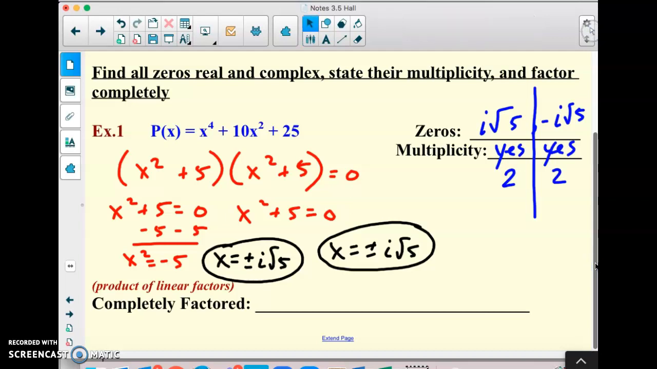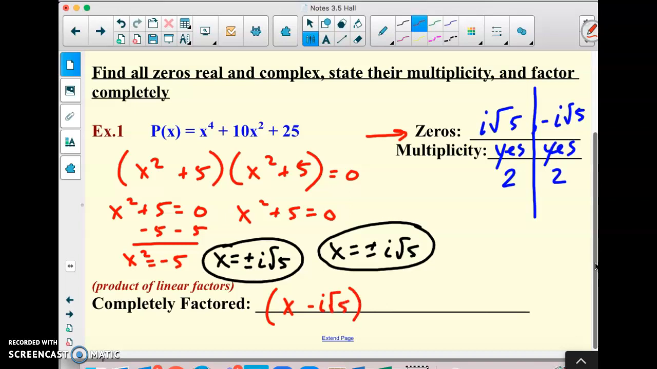Great, now we can write the completely factored form as the product of our linear factors. Here we go. All right, so we have our factors. I use the zeros up here. I'll do the positive ones first. So x minus i root 5, and I have a second one because there's multiplicity of 2: x minus, it's always a minus, i root 5. And the other one, it's the negative i root 5. So x minus a negative, it's always minus, remember. X minus a negative will give me x plus i root 5. I got one more, x plus i root 5.